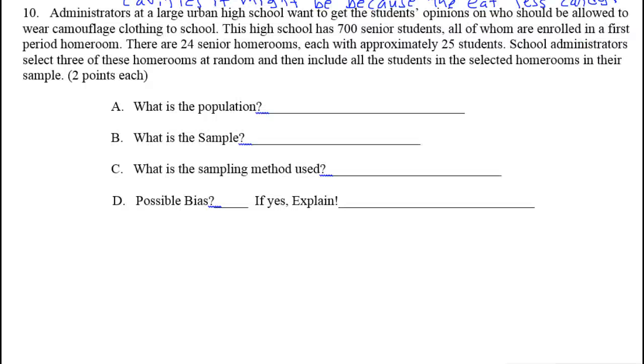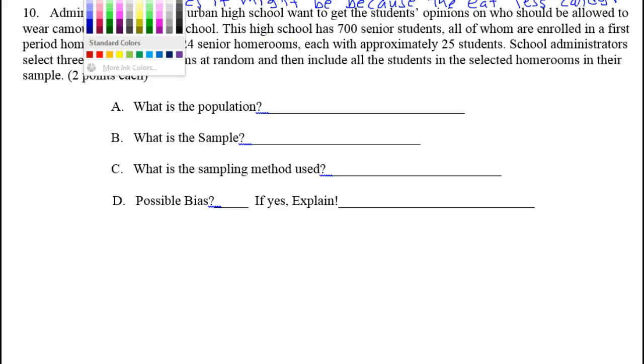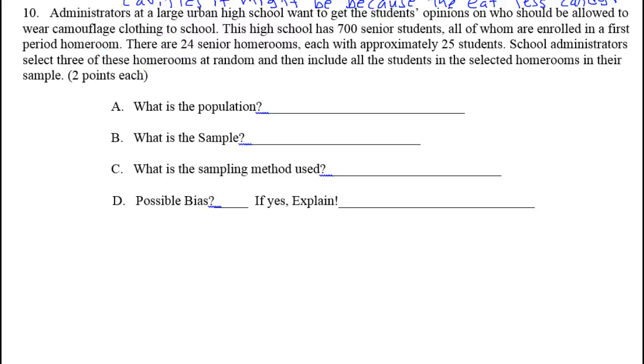All right, now let's look at the actual question on this paper. But with that pre-example, you should be able to do it, yeah? Let's see. Administrators at a large urban high school want to get the students' opinions on who should be allowed to wear camouflage clothing to school. So right there in that sentence, it tells you what the population is. Because remember, the population is who you want to know about. Administrators want to get the students' opinions.